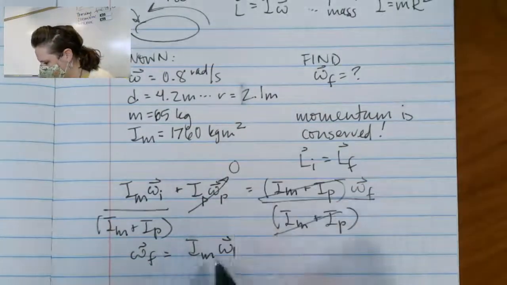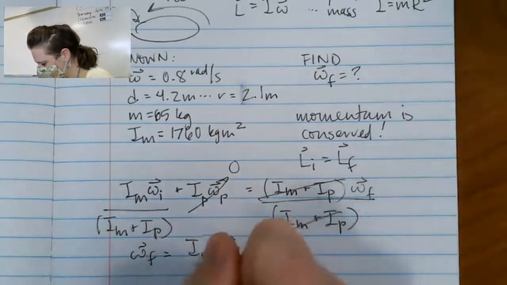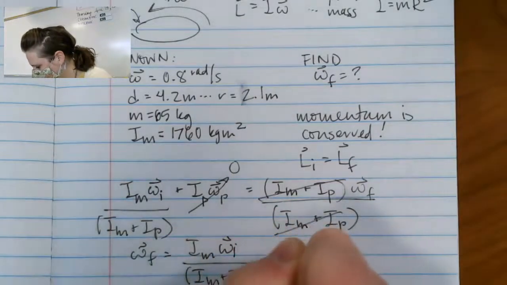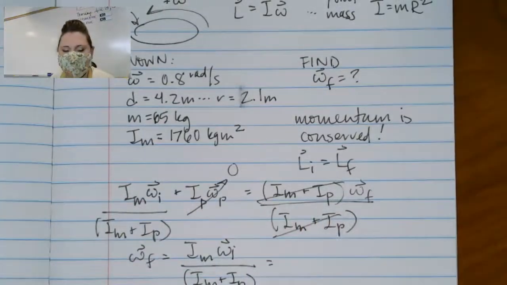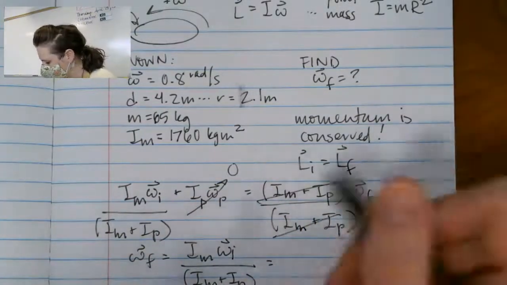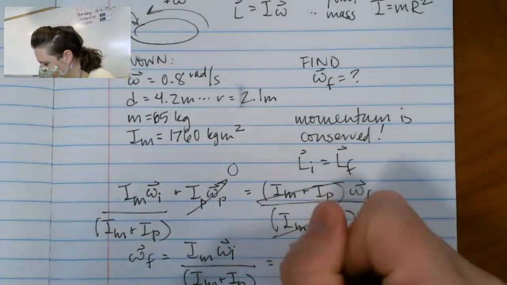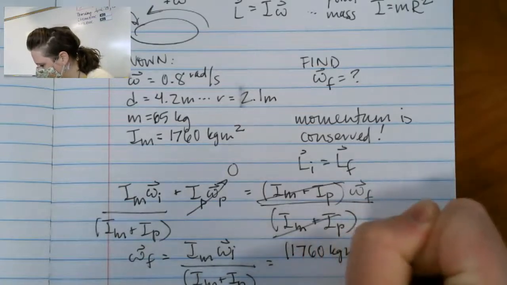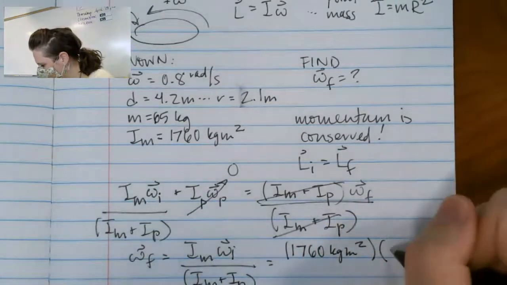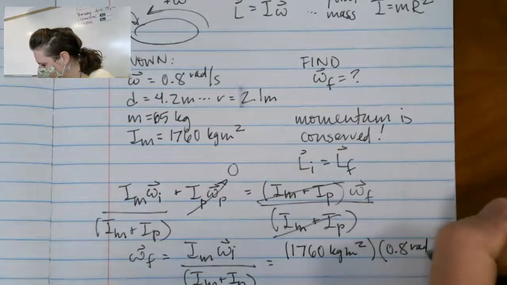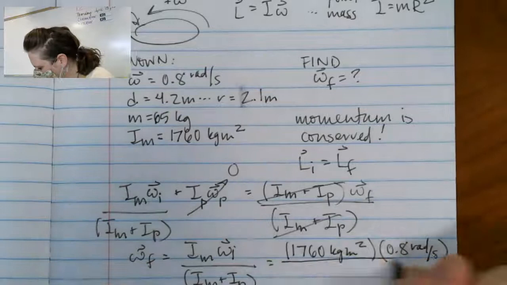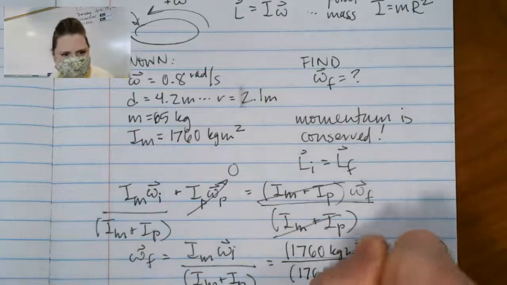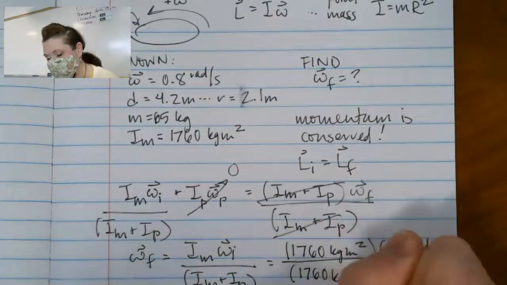Okay, so we've got our moment of inertia of the merry-go-round times that initial angular velocity divided by the sum of the moments of inertia. So now we've got numbers that we can plug in to solve this problem. We are told that our initial moment of inertia is 1,760 kilogram meters squared times our angular velocity, which is 0.8 radians per second. Well, that's all divided by the sum of these moments of inertia. So the moment of inertia of the merry-go-round, yep, we're using the same number twice. Do not despair. Trust your math.